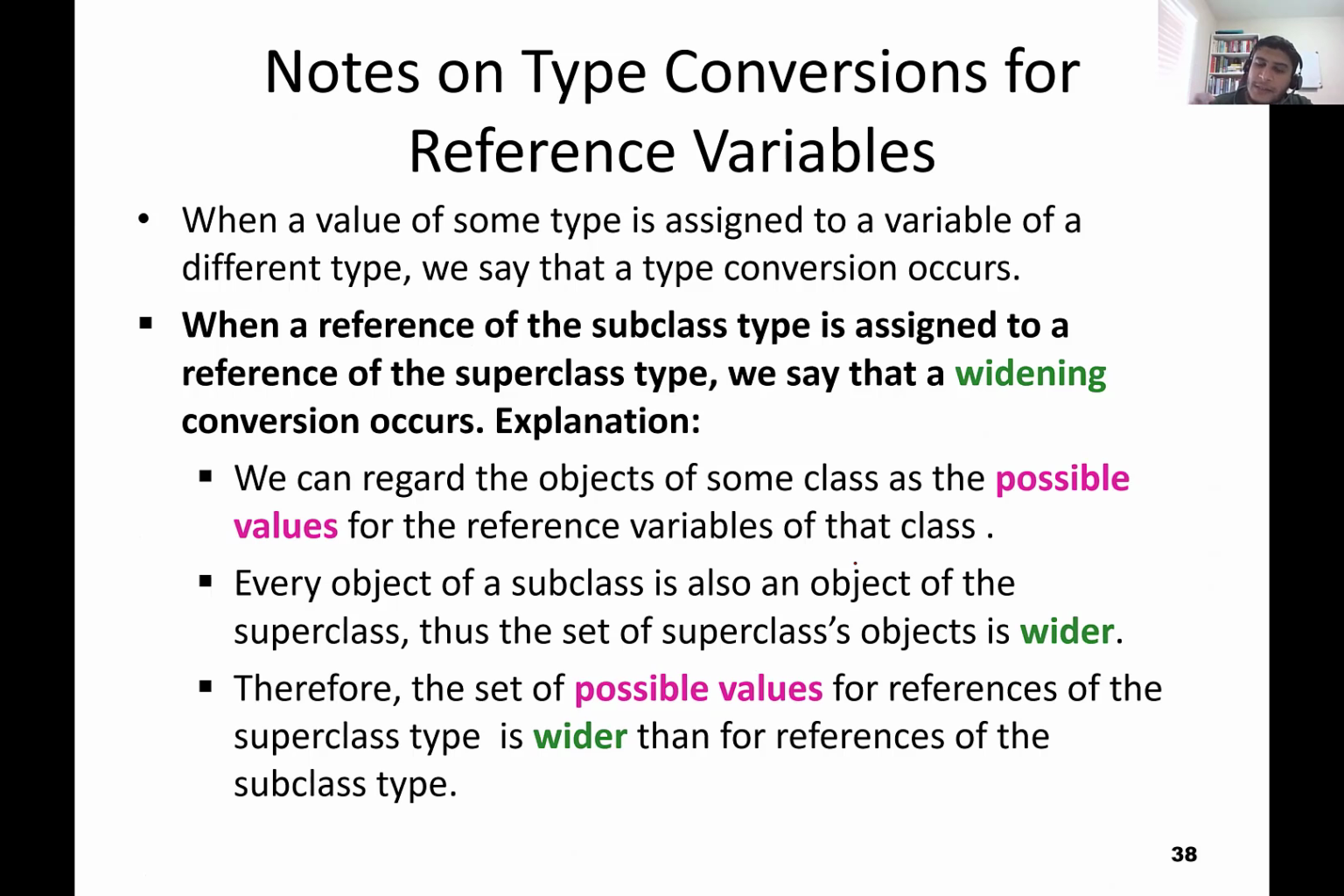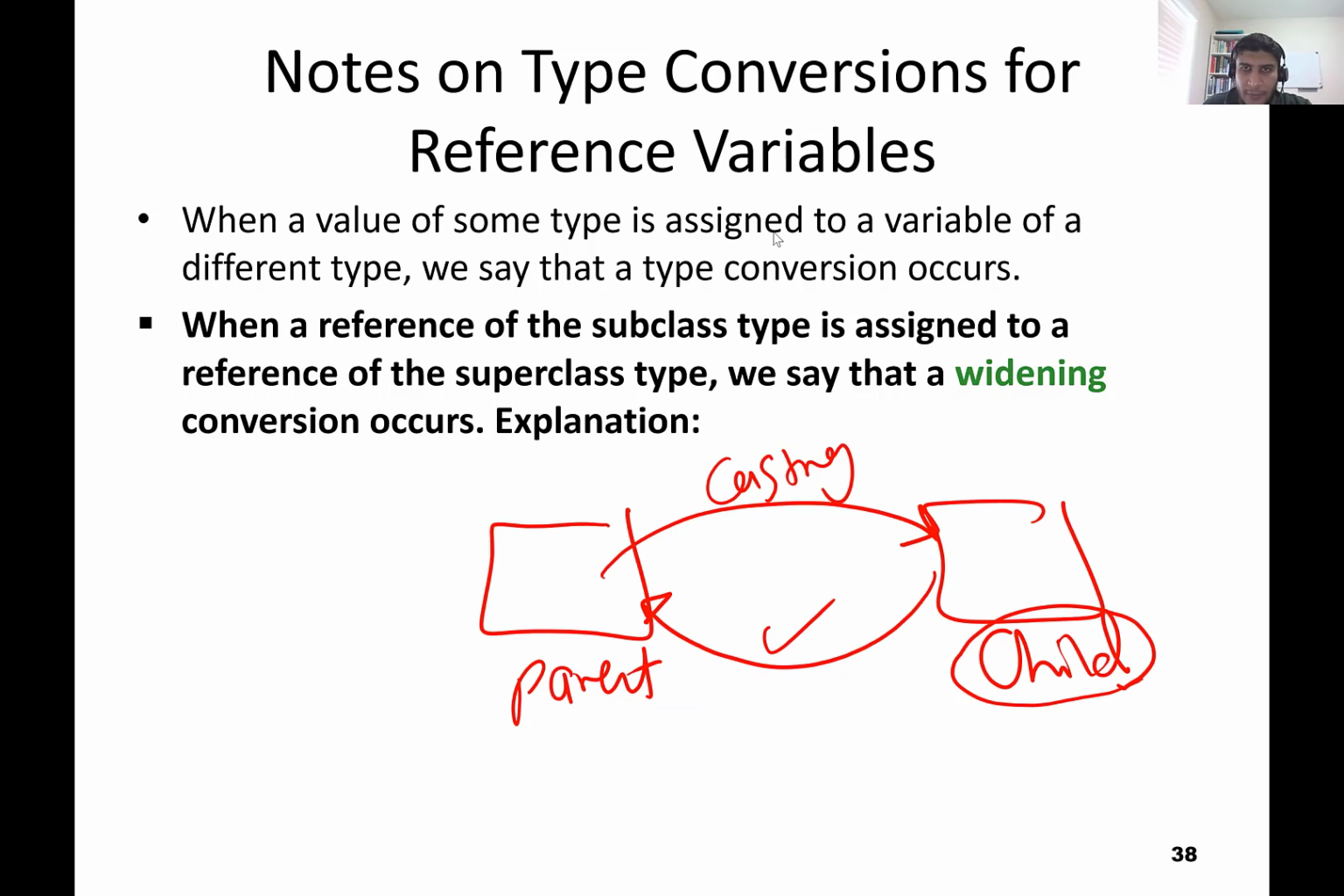The second rule is a reference of type child will have to point to an object of type child, right? Otherwise it wouldn't work. While on the other hand, a reference of type point, I guess I went lagging again. Okay, so let me repeat. I guess I'm back. So what I was saying is the first rule is casting is required from parent to child, while from child to parent it is not needed. That's the first rule.